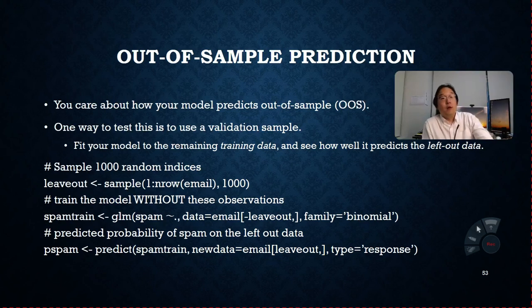So validation, well, fit your model to the remaining training data and see how well it predicts the left out data. So it's like splitting the whole sample into two parts. One is the training set, and the other is the testing set. Whereas previously in your regression, we were not distinguishing training versus testing data. The whole thing was just used as the regression data. Whereas here you split the sample so that you run a regression with the training set.